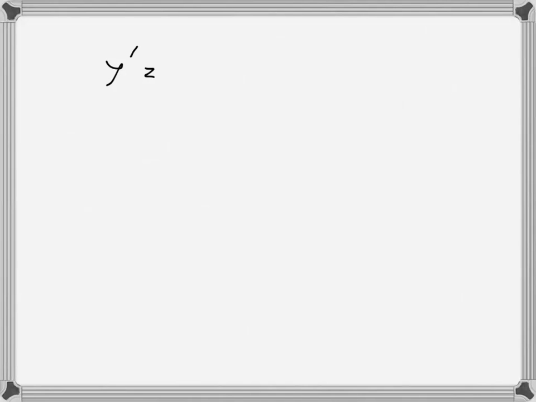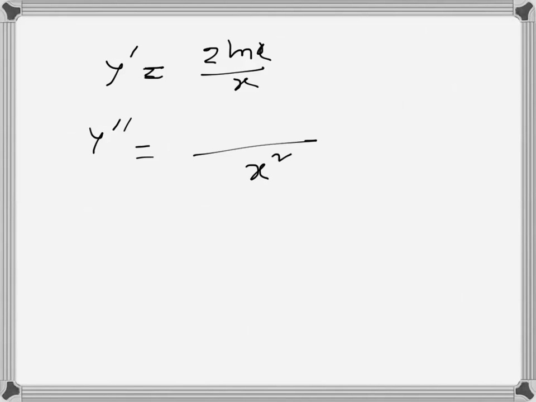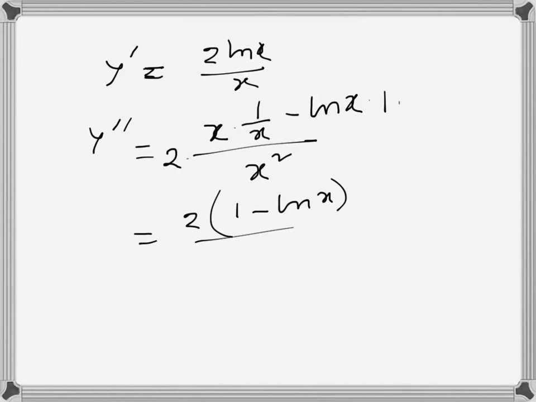First derivative is 2 ln x over x. So the second derivative, by the quotient rule, will be x square as the denominator, then the 2, times the differentiation of the numerator, 1 over x, minus the numerator times the differentiation of the denominator, which is 1. So this becomes 2 times (1 minus ln x) over x square. So we need to see the sign of the second derivative at the stationary point.